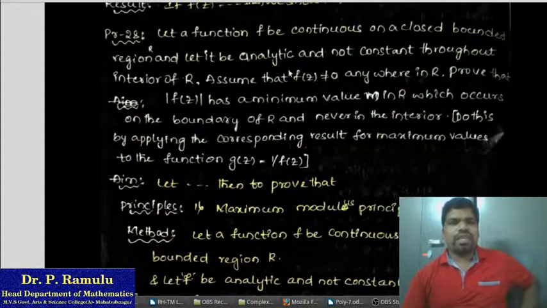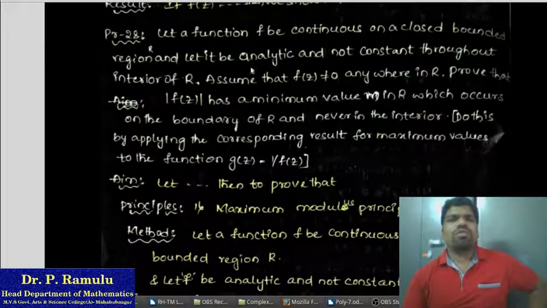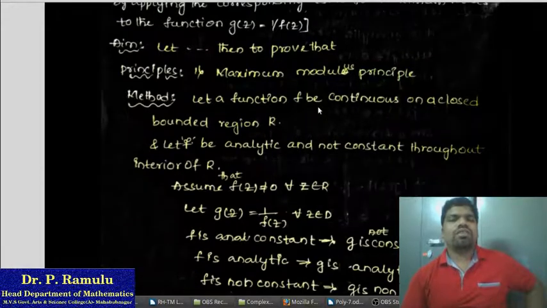Practical problem 28. Let a function f be continuous on a closed and bounded region R, and let it be analytic and not constant throughout the interior of R. Assume that f of z is not equal to 0 anywhere in R. Prove that mod f of z has a minimum value in R, which occurs on the boundary of R, never in the interior of R.